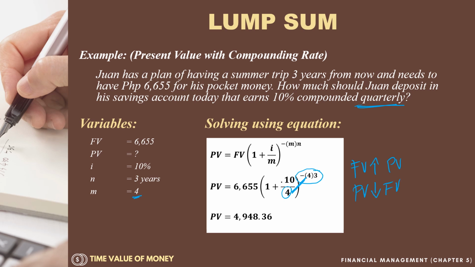Now, if we examine here, our PV is 4,948.36, and our FV is equal to 6,655. So meaning to say 4,948 is lower than this.